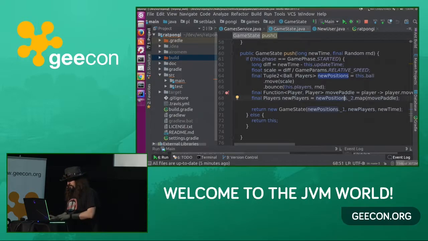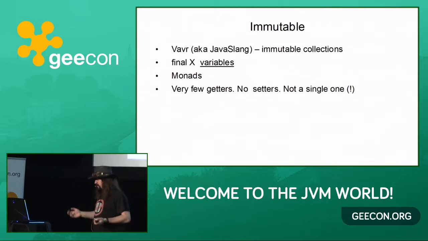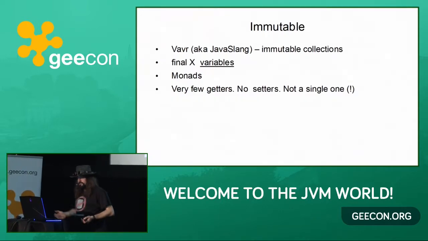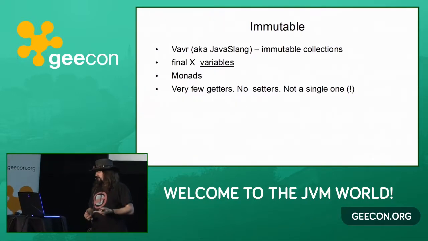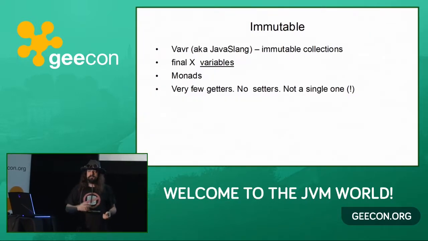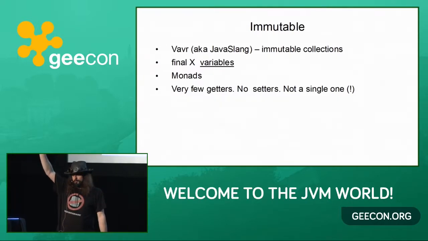It's all immutable. In order to achieve that, I'm also using something called Vavr, previously called JavaSlang, for immutable collections, because the java.util ones are mutable. Almost all my variables are final variables. I use a lot of monads. Who knows monads? OK, a couple of you.